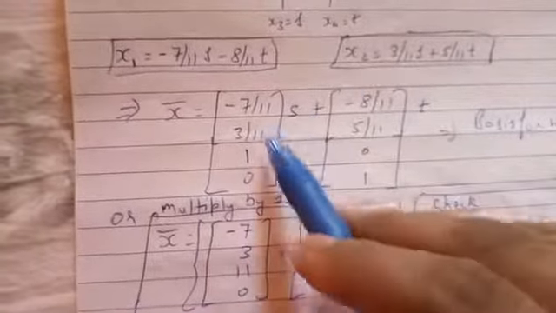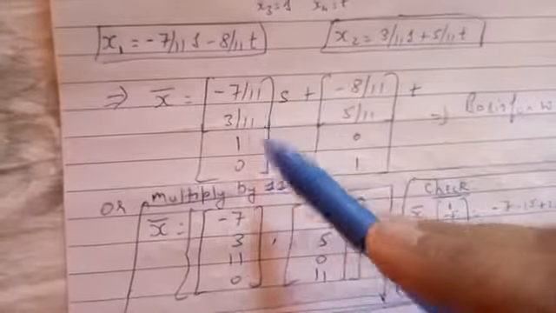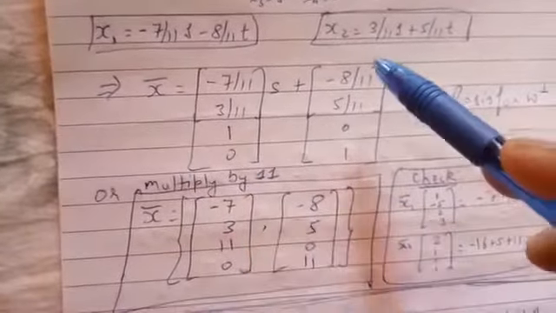We can simplify this basis further by just multiplying everything by 11. So once you multiply everything by 11, the basis just turns out to be (-7, 3, 11, 0) and (-8, 5, 0, 11), right?